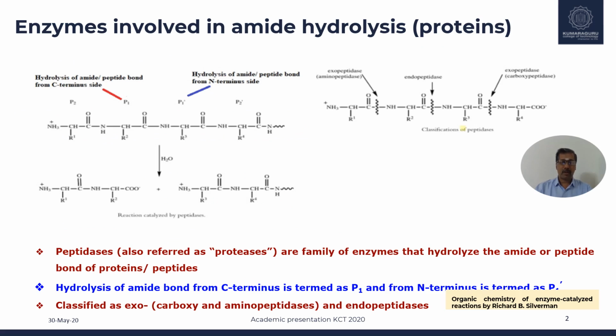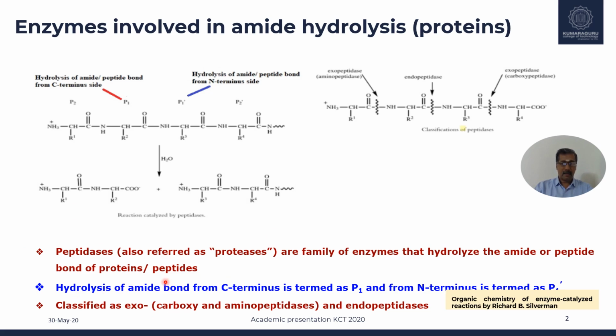So before entering into the topic, you can see there are a variety of enzymes which are involved in amide hydrolysis or peptide bond hydrolysis, and you can classify the enzymes which are involved in hydrolysis of an amide bond or a peptide bond. This amide or peptide bond is present in a protein. So enzymes which are involved in hydrolysis of proteins are termed peptidases, or otherwise they are also termed proteases.